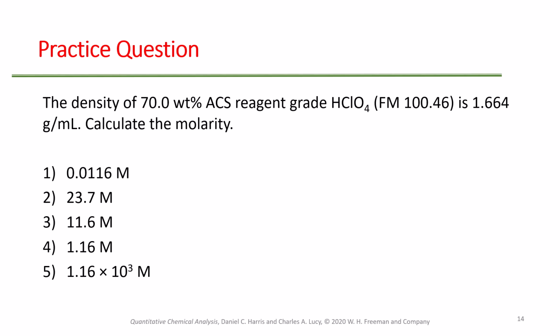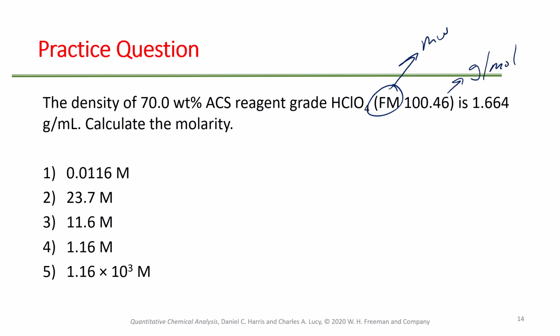All right, let's do a practice question. This is very similar to what you could see on the ACS final. This says the density of 70% weight ACS reagent grade perchloric acid. FM is just formula mass. That's just going to be molecular weight. And the units are going to be grams per mole.